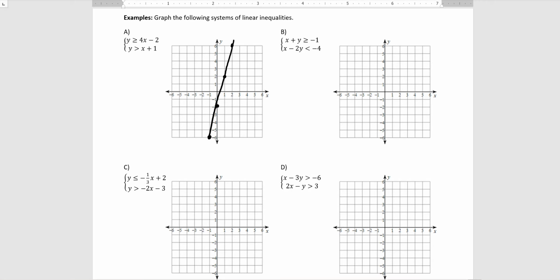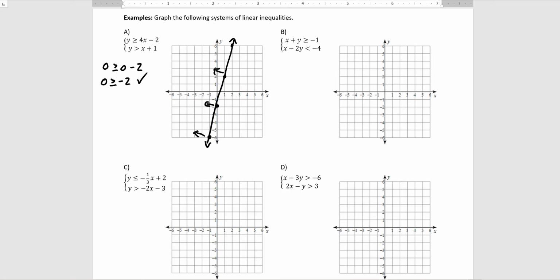And now I need to determine which side of this line to shade. So I'm going to plug in 0. I get 0 is greater than or equal to 0 minus 2. Is 0 greater than or equal to negative 2? Yes, absolutely. So that means I will shade the side that contains 0, 0, which is this way. Now remember, since this is a system, we're just going to use arrows to identify. I would shade that side of the line.